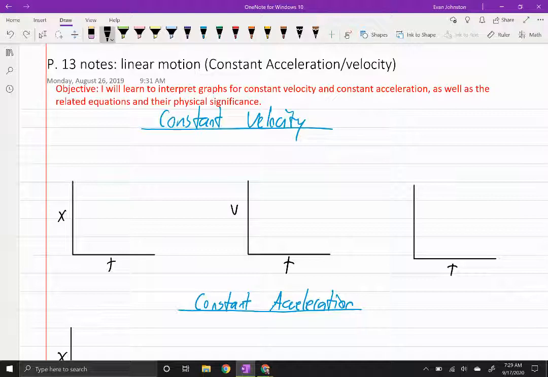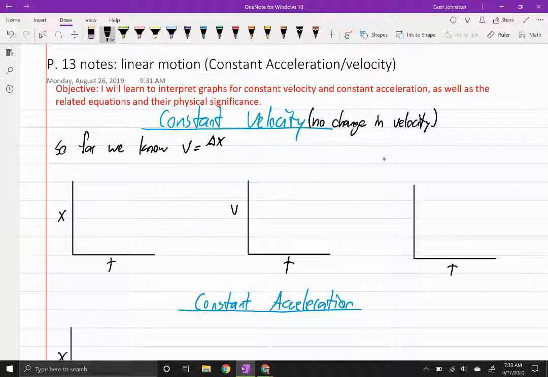And so for constant velocity, that means not speeding up or slowing down, no change in speed. And that should really say velocity. Velocity has direction again, remember. And so far, we know that velocity is just the change in position, how far it's moved, or distance, divided by the change in time, okay?